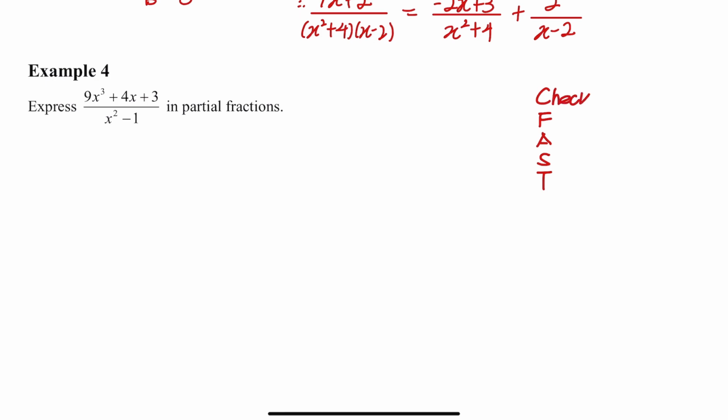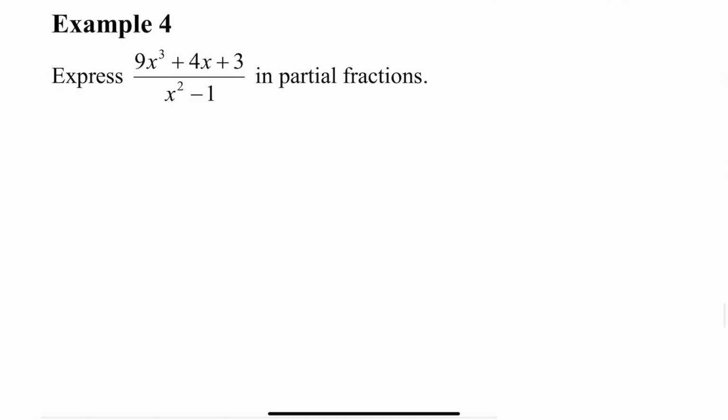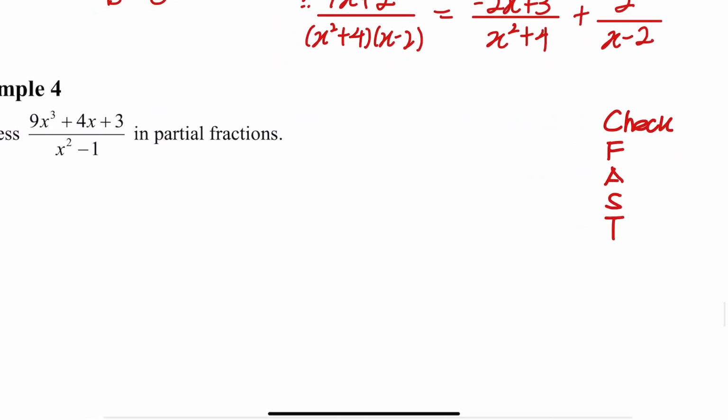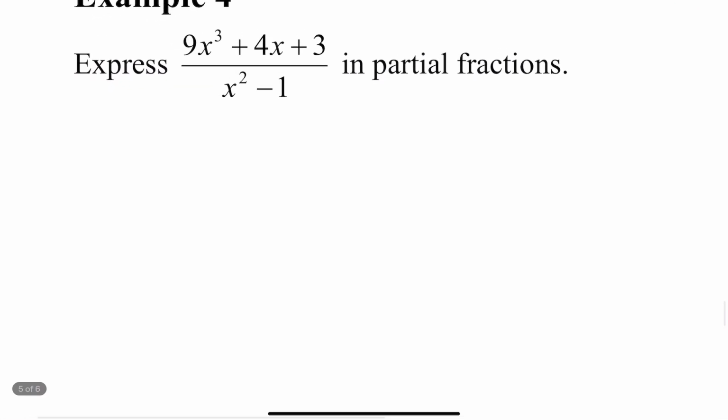Step 1, we check whether this is a proper or improper fraction. So let's look at this over here. I want to express this into its partial fractions. So check. I note that the degree of my numerator is 3, the degree of the denominator is 2. This is now an improper fraction. So I cannot move on to the next step yet.